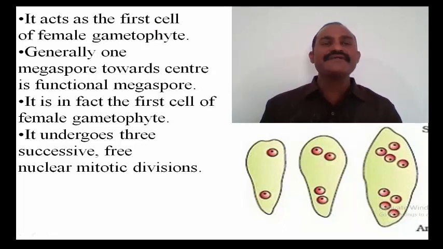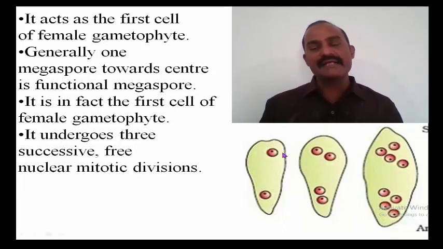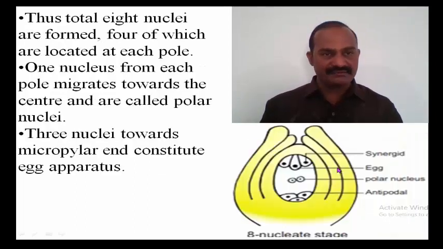Generally, the functional megaspore towards the center, when it develops, represents the first cell of the female gametophyte. It undergoes 3 successive free nuclear divisions. Here you can see a single megaspore developing into 2, and then into 4, and the division continues.